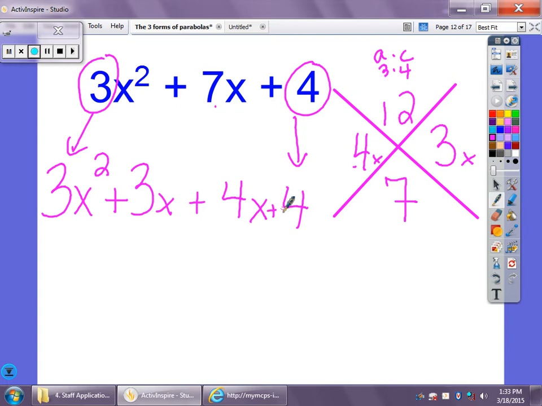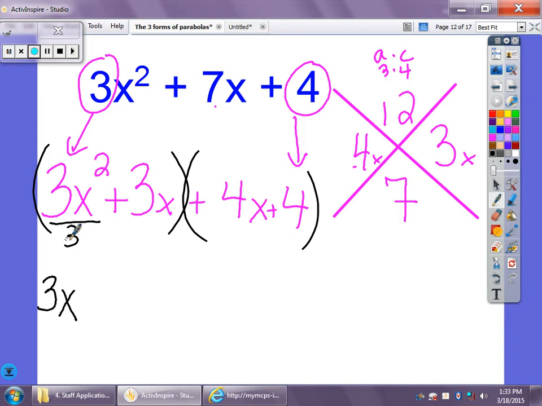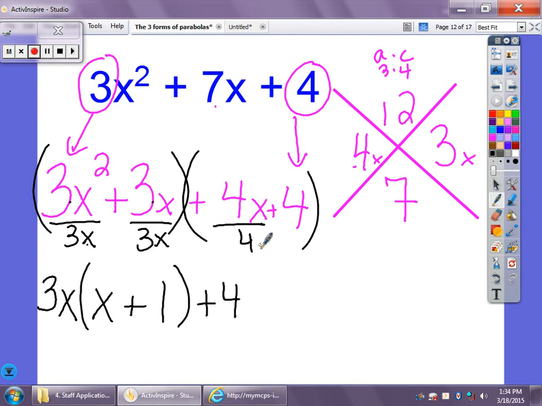And now I'm going to group. What did 3x squared and 3x have in common? 3x, what they have in common I write outside. I go ahead and divide each by the common, the GCF. And 3x squared divided by 3x leaves me with an x. 3x divided by 3x is 1. What do 4x and 4 have in common? They have a 4. And when I'm done dividing, I'm left with x plus 1.